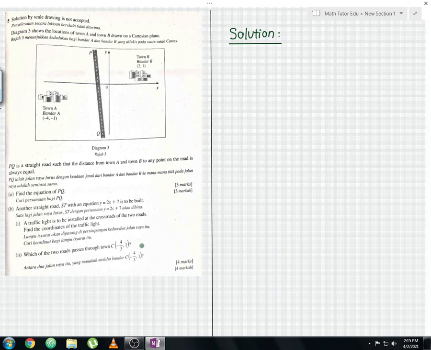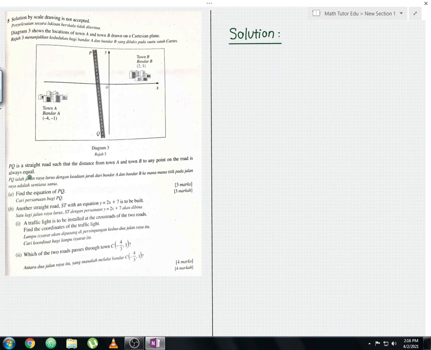Before moving on to the discussion of the question part A, let me remind you that this question is a hot question. So please give extra attention to my explanation, guys. If you have no idea on how to begin this question, please read this particular statement carefully. PQ is a straight road such that the distance from town A and town B to any point on the road is always equal. According to this statement, it is indicating that you need to use the equation of locus concept. To be more precise, you need to come up with a perpendicular bisector locus.